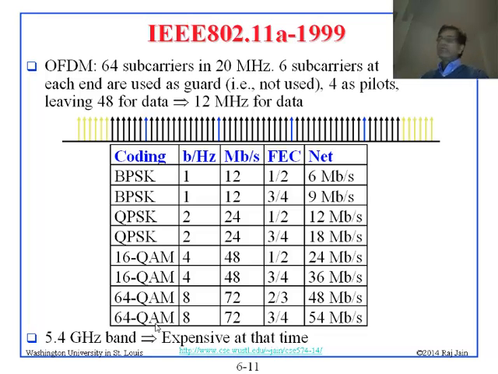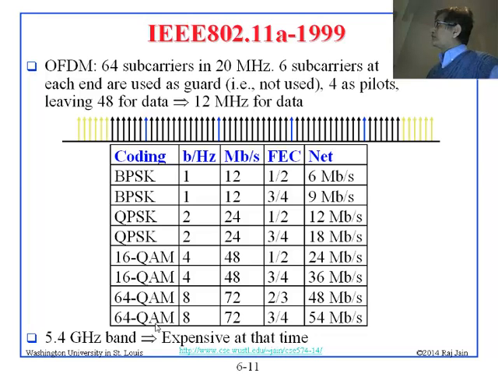All right. So we move to 11A. 11A's new thing was OFDM. Remember this 98-99 time frame, OFDM had just come in. And with OFDM, they did 64 carriers in 20 megahertz. So they took, not 22 now. See, they changed. B uses 22, A uses 20.